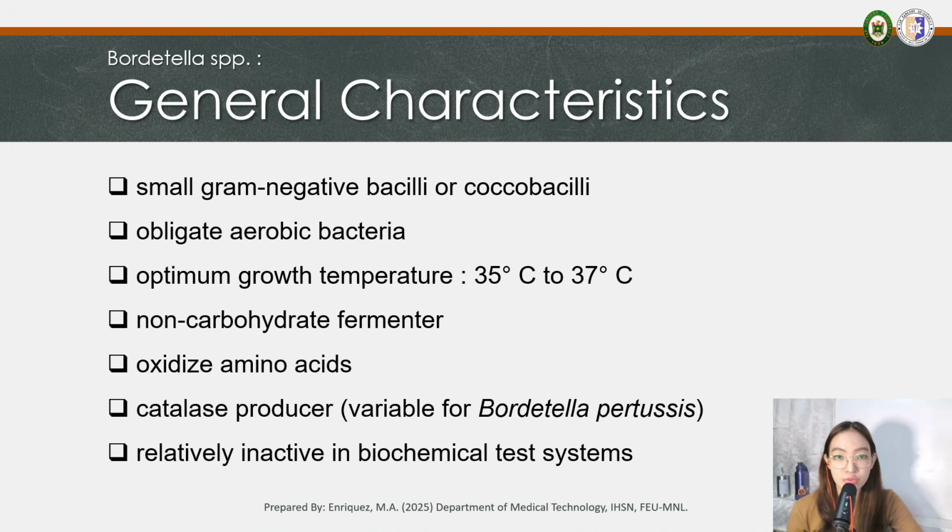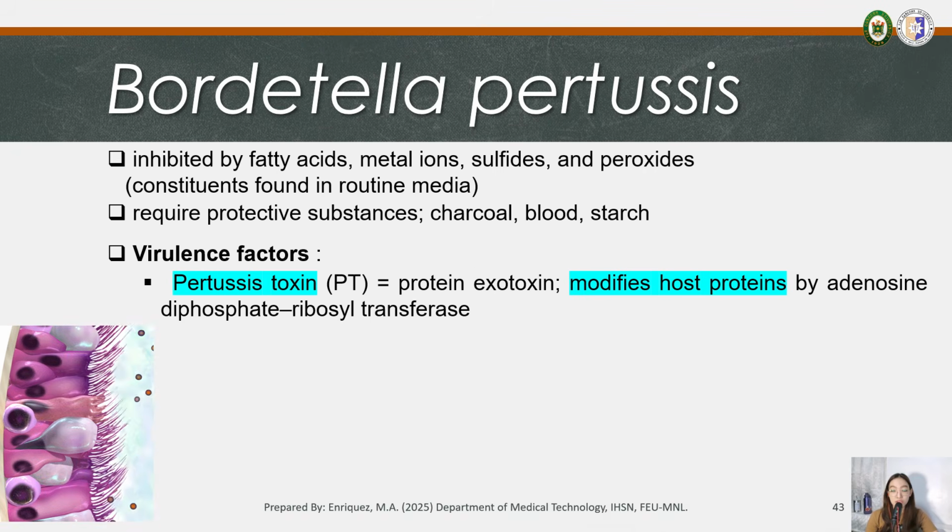For the general characteristics of Bordetella, they are obligate aerobes, non carbohydrate fermenters. They can oxidize amino acids, and aside from being catalase positive, they are relatively inactive in all other biochemical test systems. Onto these specific species, let's first look at Bordetella pertussis. It can easily be inhibited by many compounds, so they need protectants such as charcoal, blood, and starch.